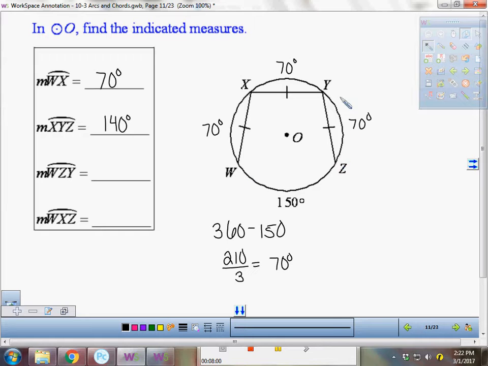WZY, so that'd be the 150 and the 70, that would give me 220 degrees. And WXZ would be everything but the 150. So again, I could take 360 and subtract 150, and that would leave me with all of the rest of this. Or you can just add 70, 70, 70, and that gives you 210 degrees.